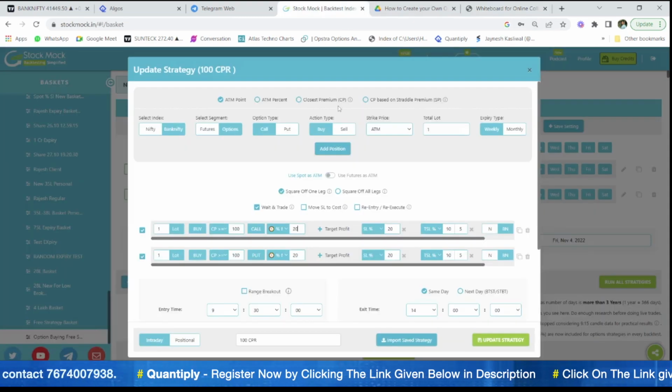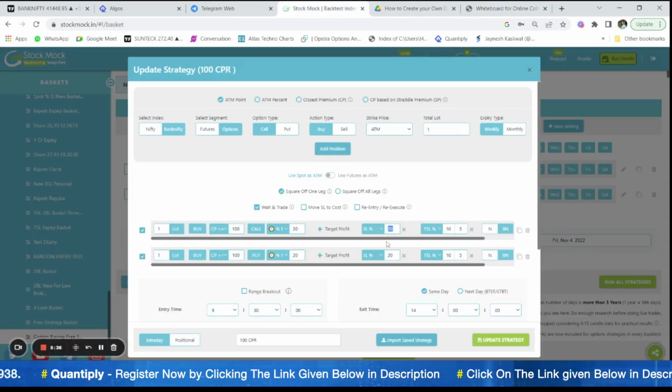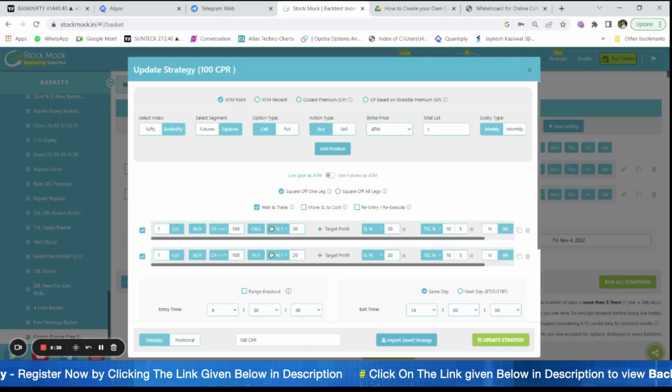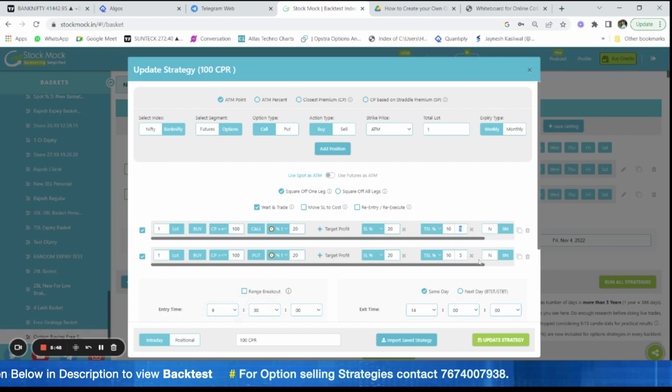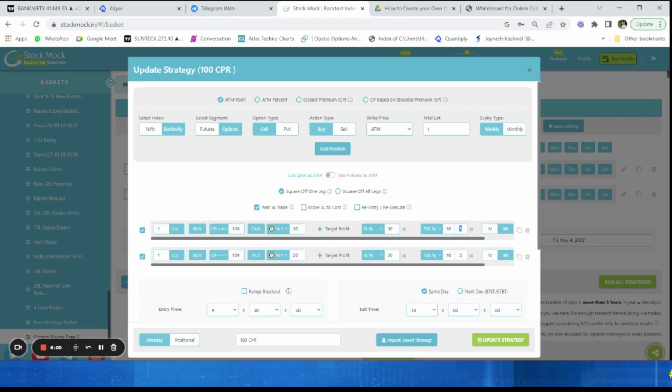Okay, now let us understand the stop loss. The stop loss that we have used is 20%. You can try 25% SL, you can try 30% SL, whatever suits your psychology or your own system. The trailing stop loss that I have used is 10%, 5%. For every 10% increase in profit based on the premium that we have selected, the stop loss is going to get trailed by 5% in the direction of the profit, right?